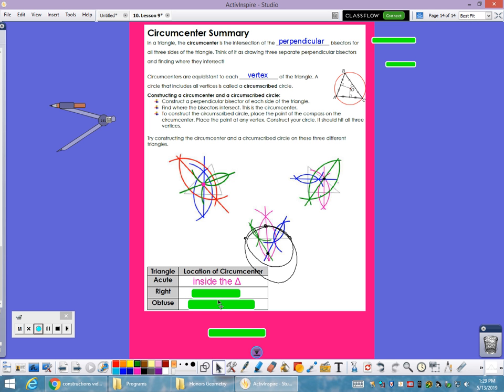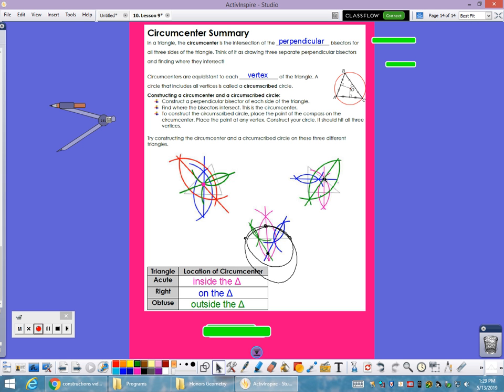All right, so what we can conclude is that if we have an acute triangle, the location of the circumcenter is going to be inside the triangle. If it's a right triangle, it's going to be on the triangle, and specifically on the hypotenuse. And then for an obtuse triangle, it's outside the triangle.